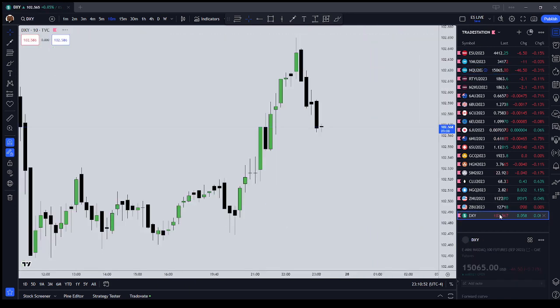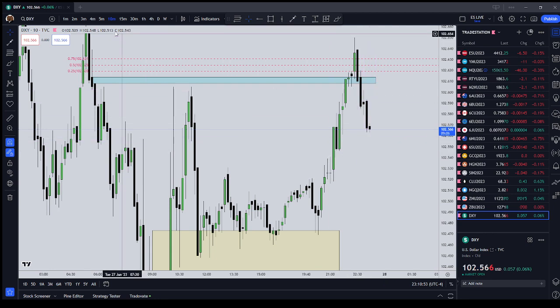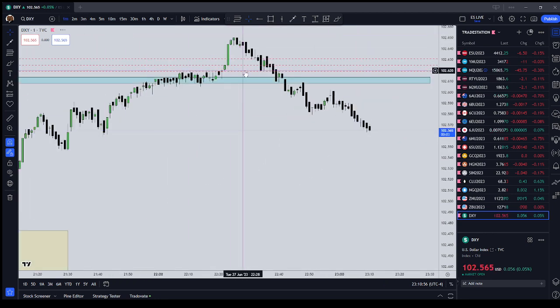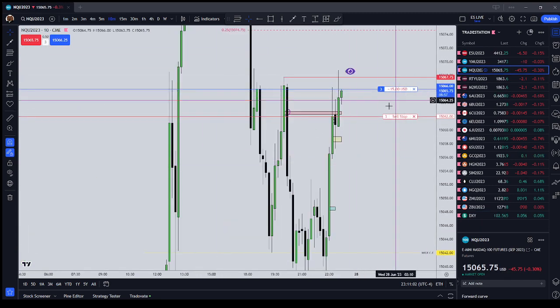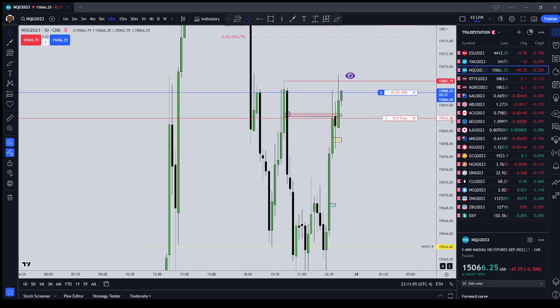We want to see the dollar index turning lower, which we are, which is a good thing. Dollar index moving lower is going to allow the NASDAQ to move higher if it wants to. So we have a green light from the dollar index for the NASDAQ to move higher.